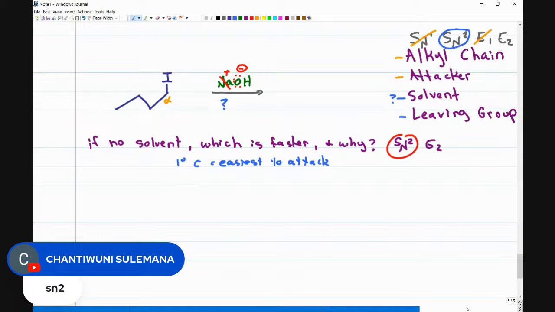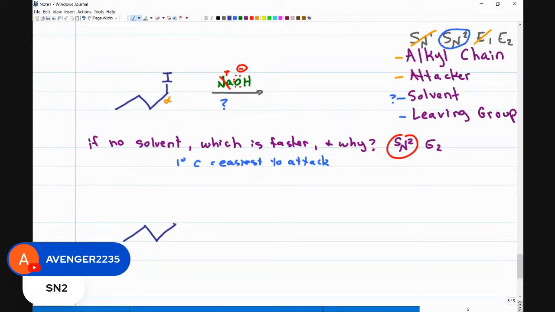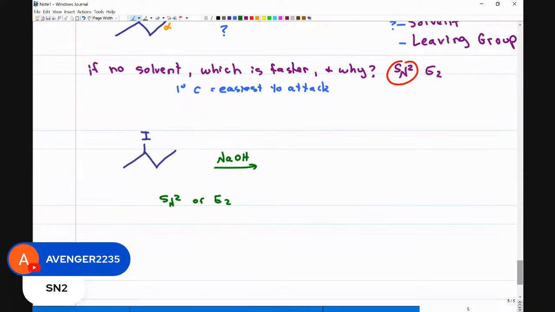So if your professor does this on the exam to trick you, I want you to recognize that it is an SN2, and absolutely correct. I saw a bunch of answers coming in. If I change this up, and this time I give you the same situation, but I put iodine on a secondary carbon. Once again, we're reacting it with NaOH, no solvent given. The question is SN2 or E2? And my question to you then is, which is faster and why?